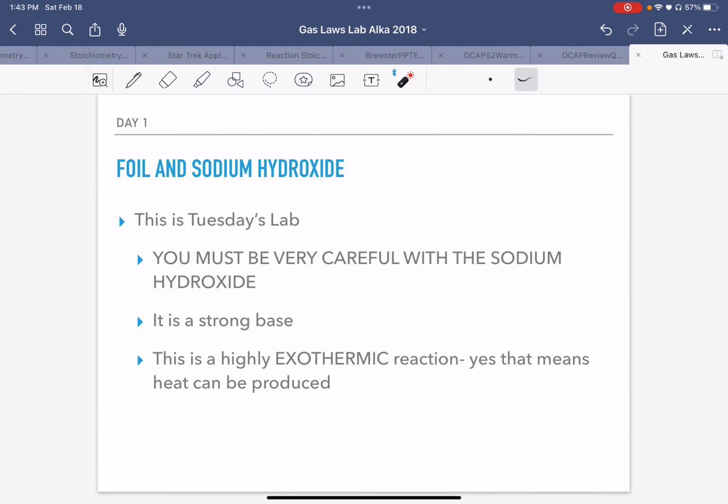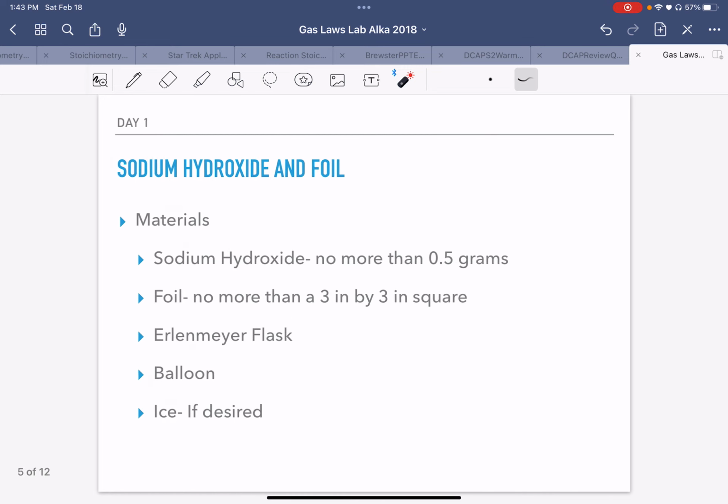Okay, so if you're doing the full sodium hydroxide lab, hopefully you were careful with the sodium hydroxide. It is a strong base. You learned that it was a highly exothermic reaction. And hopefully we did take some time actually to take one of the balloons and see if it would ignite on fire because you were producing hydrogen gas.